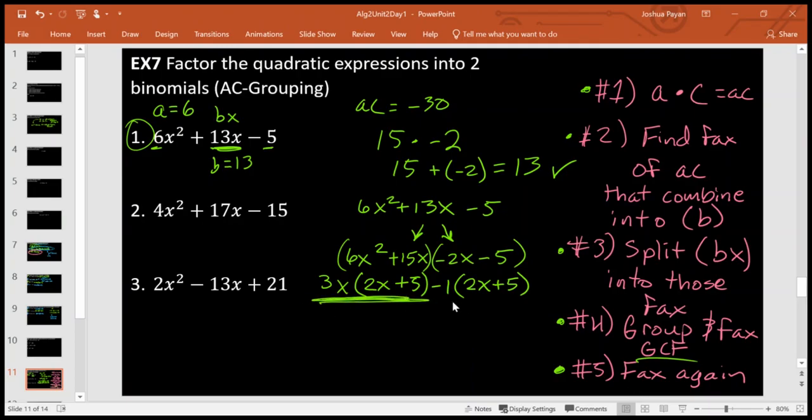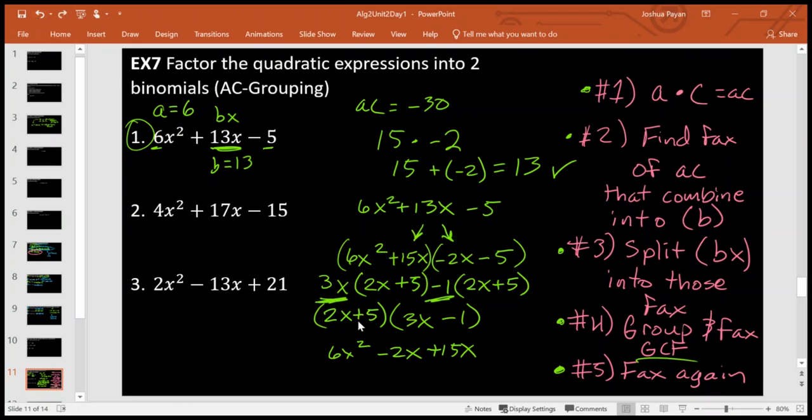This term and this term both have the 2x plus 5 in common that I can factor out. So I factor out 2x plus 5, the entire binomial, and that leaves me just with 3x minus 1. Okay, and just to prove that I'm not crazy, if we FOIL this back out, so 2x times 3x, 6x squared, 2x times negative 1, negative 2x, 5 times 3x, positive 15x. These numbers should look pretty dang familiar.